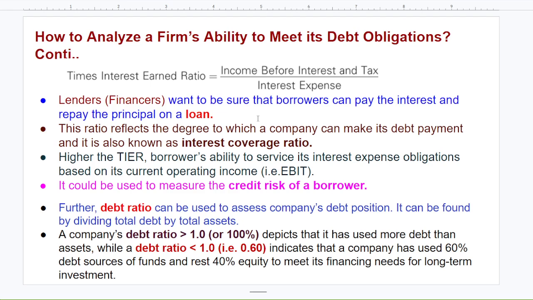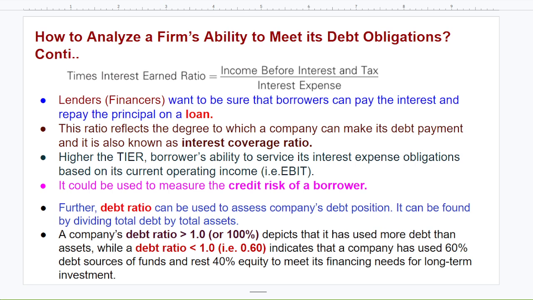Similarly, the third ratio you can use to measure the debt position is the debt ratio, which is simply total debt divided by total assets. If your company's debt ratio is greater than 1, what does it mean? It means you have used debt above your asset level, which is a really terrible situation for your company. But if the debt ratio is less than 1, let's say 0.6, or 60%, it indicates that the company has used 60% debt sources of funds and 40% equity to meet its financing needs for long-term investment, friends.